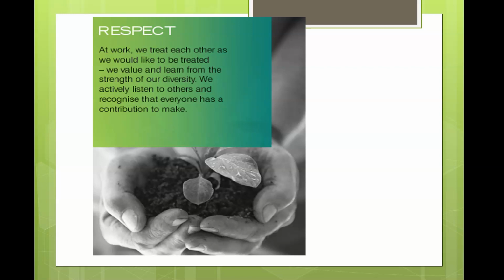The next slide talks about respect and gives us a general definition, but at work, we treat each other as we would like to be treated. We value and learn from the strength of our diversity. We actively listen to others, and we recognize that everyone has a contribution to make.